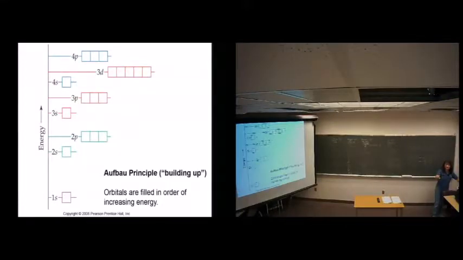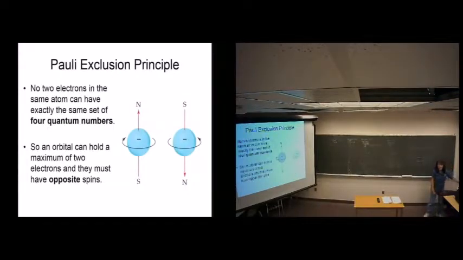So that's the first principle, the Aufbau. There's three of them we're going to go over. First one is Aufbau. What's the second one? That's the Pauli Exclusion Principle. What does Pauli Exclusion Principle mean? Well, you know those quantum numbers we were talking about for every electron? Every electron has to have its own exclusive set of quantum numbers.